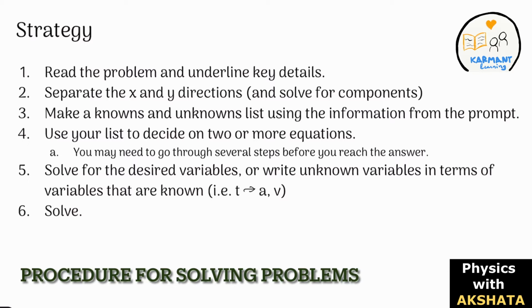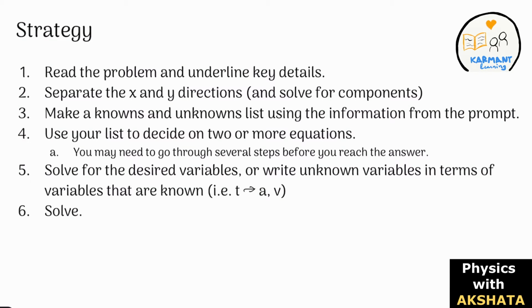So first, you want to read the problem and underline key details, like if they give you a velocity or acceleration, make sure you note those down. And also take into account the x and y directions and separate them. We can also solve for components. Make a knowns and unknowns list using the information from the prompt. And now you should use your list to decide on 2 or more equations. You may need to go through several steps before you reach your desired answer.